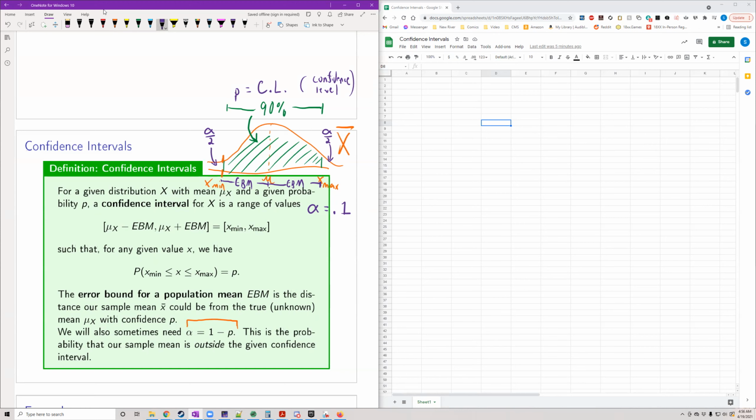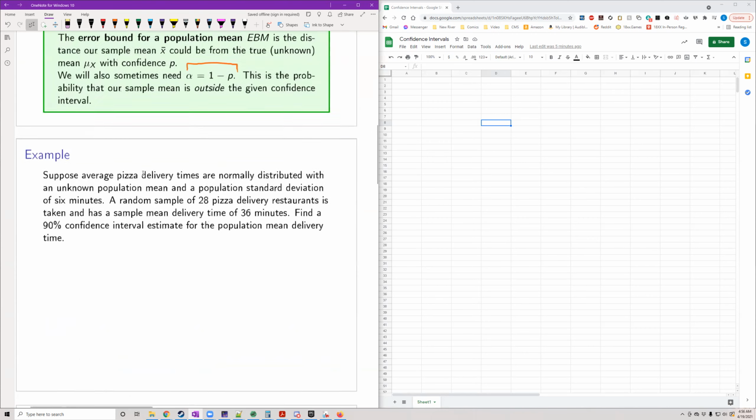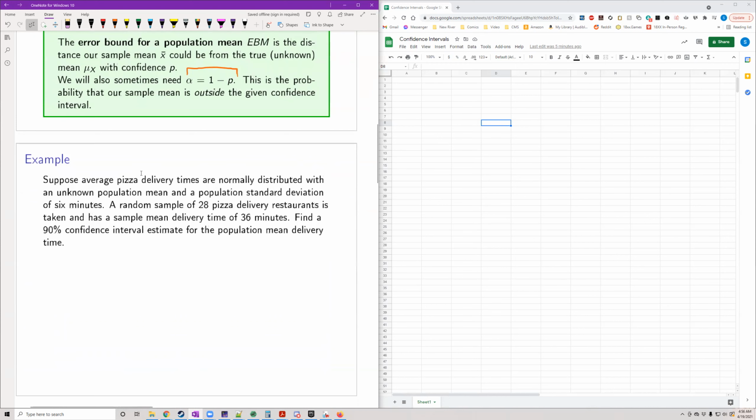Let's go through an example of making a confidence interval. We're looking at pizza delivery times. Suppose pizza delivery times are normally distributed. We don't know what the mean is, but we do know the standard deviation. It's 6 minutes. We took a sample of 28 pizza delivery restaurants, and we found that the mean of our sample was 36 minutes. We would like to find a 90% confidence interval.